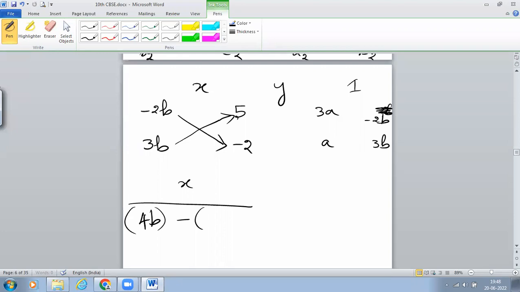15B. Yes, 3B into 5 is 15, so we'll get 15B. Now, which is equal to the next thing, Y divided by, now these two we have to multiply. What is 5 into A? 5A. 5 into A is 5A.